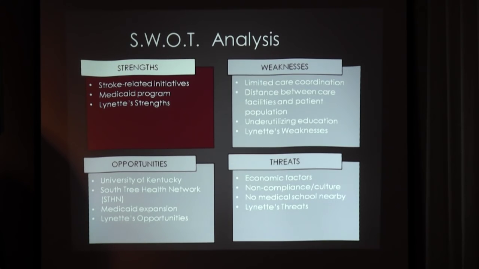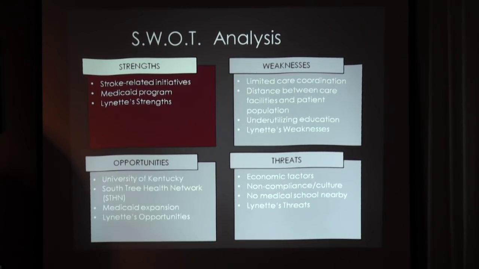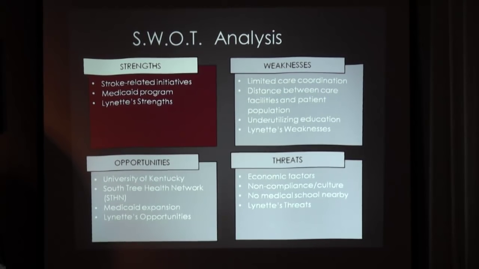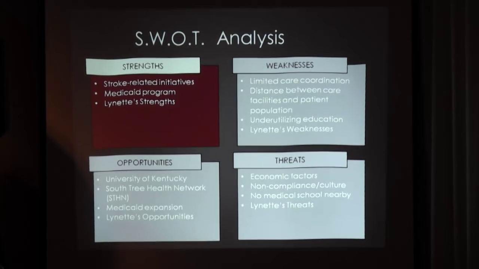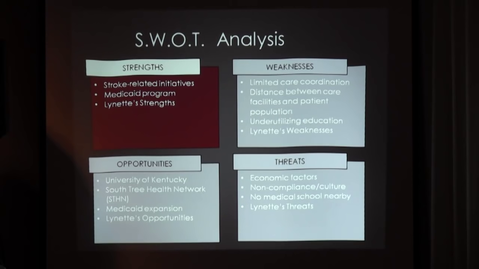The strength in this community is that they already had the stroke-related initiatives set up. They had the Medicaid expansion programs. They had the signs and symptoms for stroke already out there for the community. And then coming back to Lynette's case, her strengths were her family and her involvement within the community.